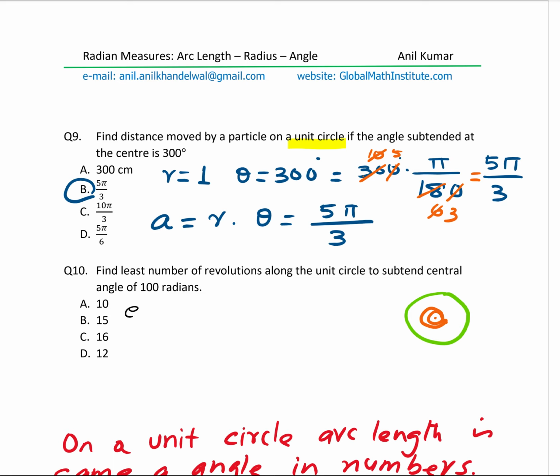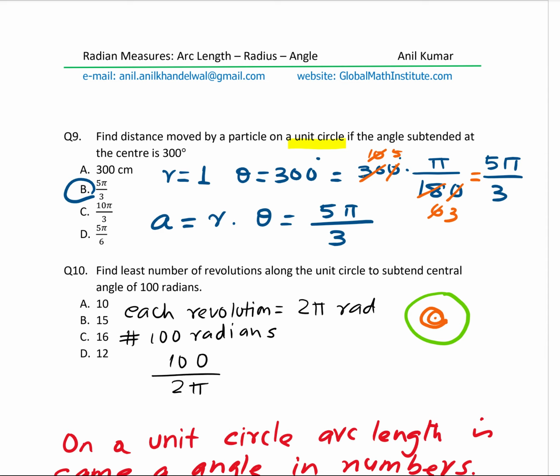So each revolution is 2 pi radians. We need to figure out how many revolutions do we make to get 100 radians, right? So number of revolutions for 100 radians will be what? That is the question. Is that clear to you, right? So one revolution is 2 pi. So to get 100 radians, we will actually divide 100 by 2 pi, which is, you can say 50 by pi.